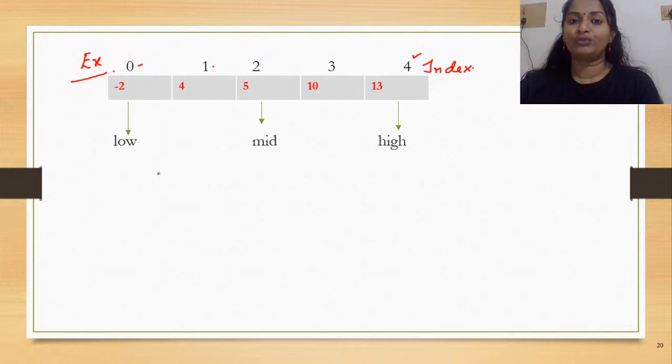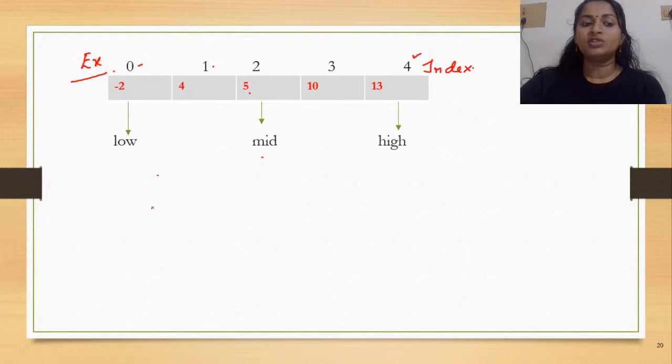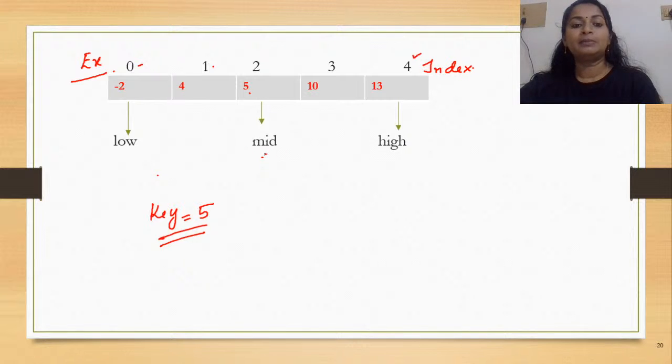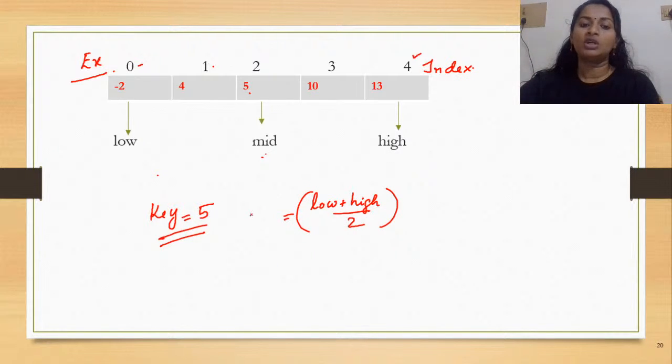So in this case, first it would go and search the value in the middlemost position. Suppose your key value to be searched, or the item to be searched, is 5. What happens? First, the middle position is calculated by (low + high) / 2. After performing this operation, you would get the value of mid, right? So, find the middle position and then search for the value in the middle position.